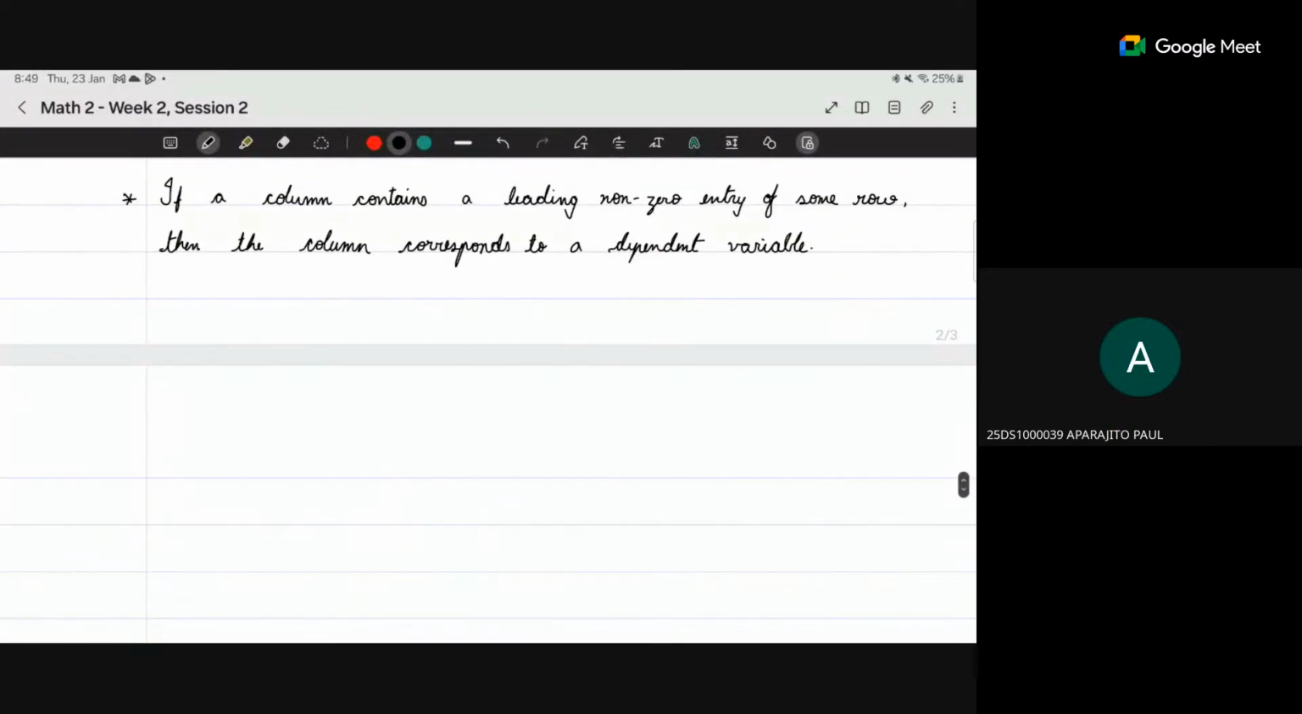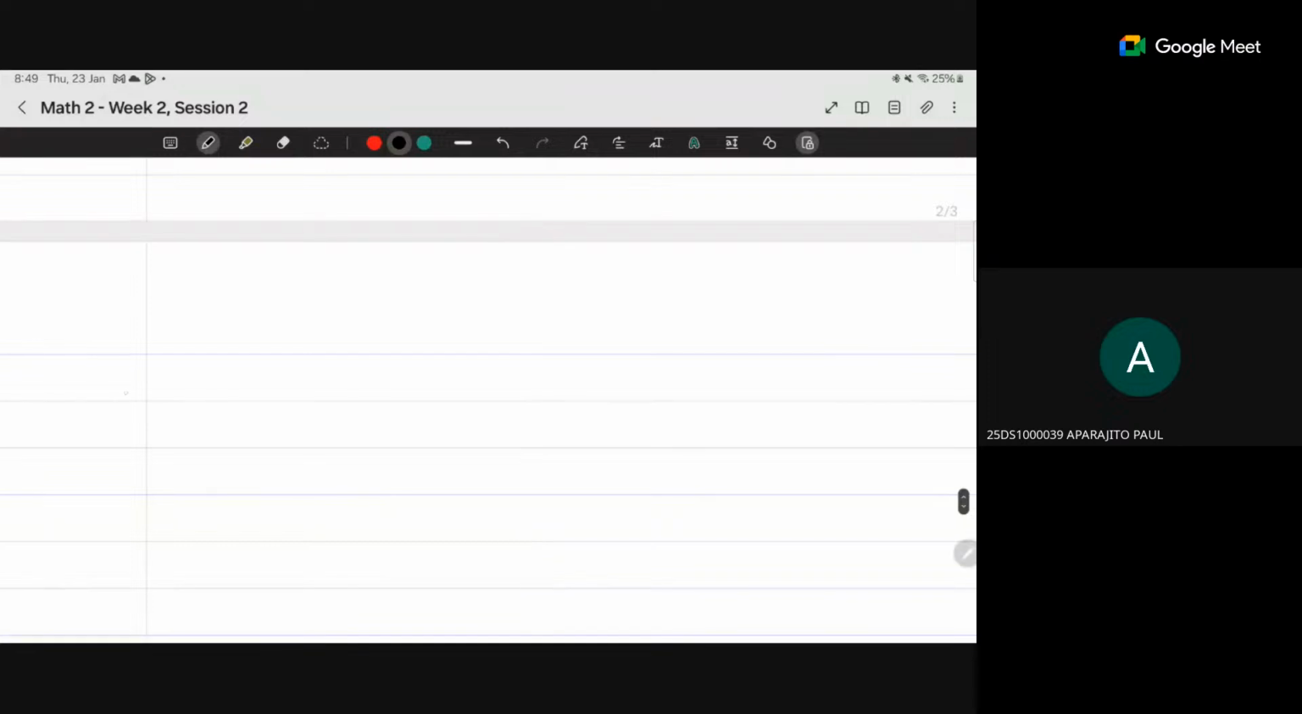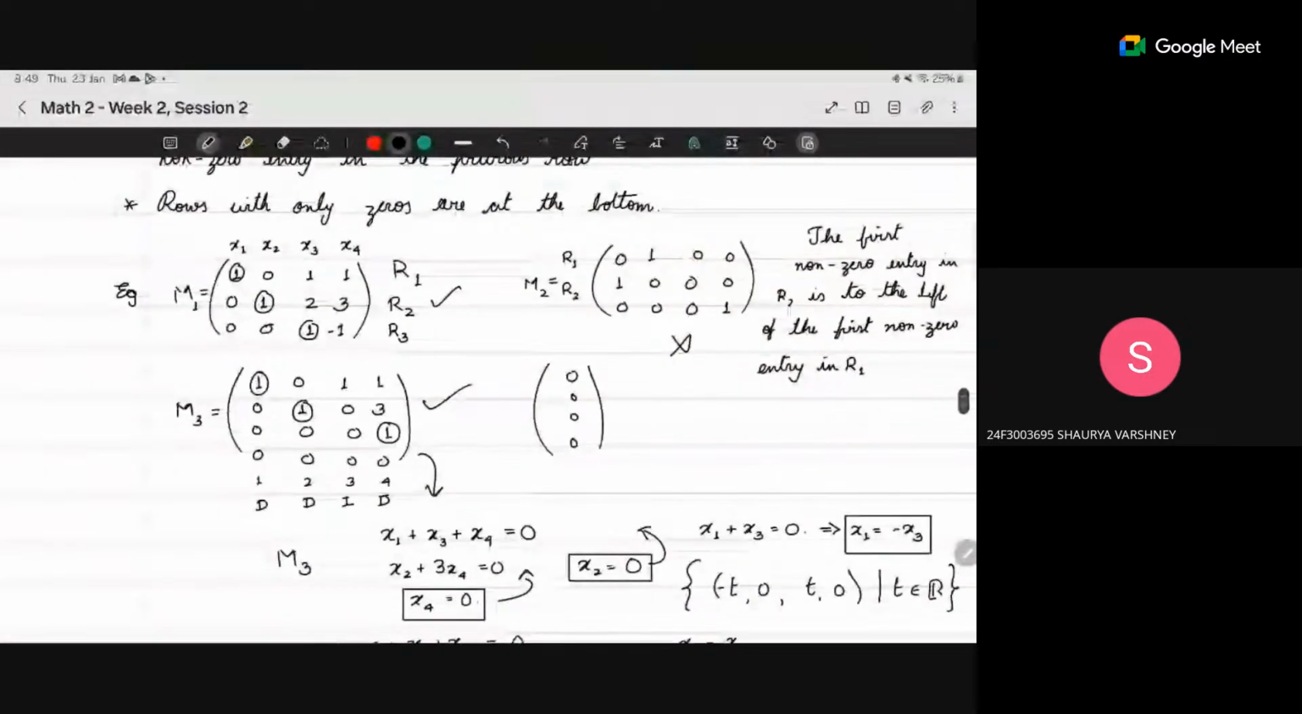Okay. In both of these cases, x1 is a dependent variable. For example, in M3, x1, x2, and x4 are dependent, and x3 is independent. In this case, x1, x2, x3 are dependent and x4 is independent.